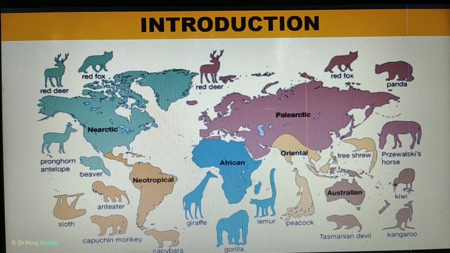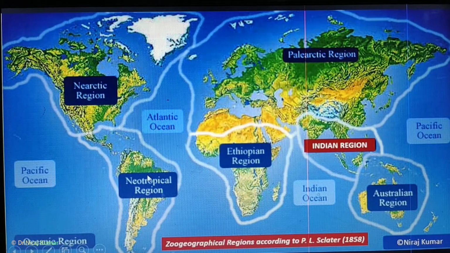Various attempts have been made during last 100 years to classify the earth into a number of regions or realms. Dr. P.L. Sclater was the first to map out geographical regions based on the distribution of terrestrial vertebrates, especially the mammals. Dr. Sclater divided the earth into 6 regions. These 6 regions are as follows. First is Palearctic region, second is Ethiopian region, third is Australian region, fourth Neotropical, fifth Nearctic and last is Indian region.